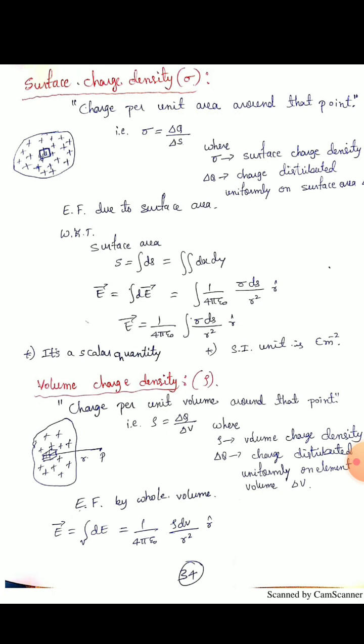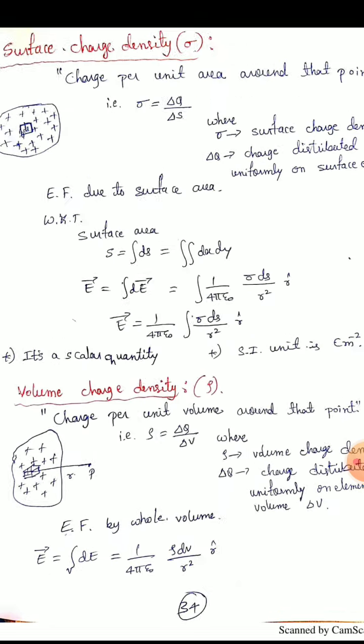Very simple thing. If charges start to flow and you are counting them by volume, we have to treat volume charge density. So charge per unit volume around that point is called volume charge density.